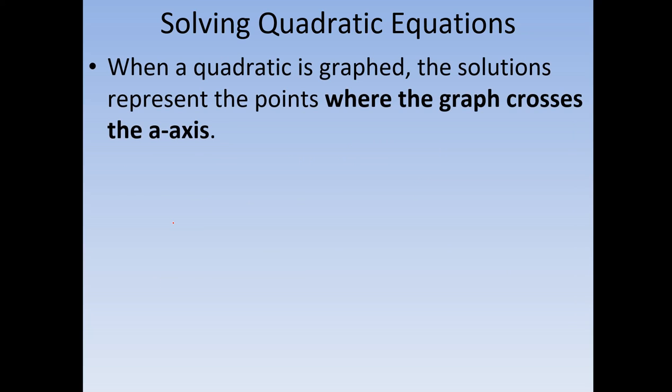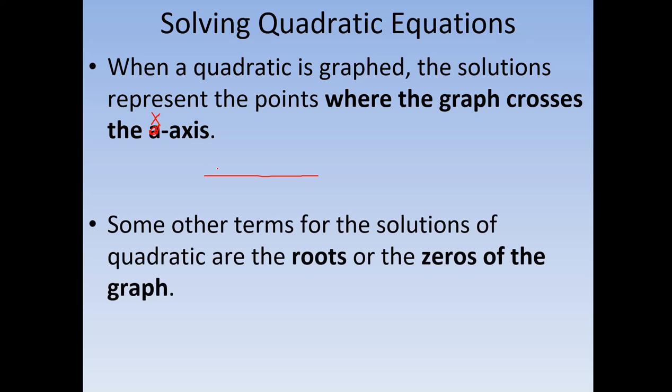Now, if you recall, I briefly mentioned that when we graph a quadratic, the solutions that we're talking about are actually representing the points where the graph crosses the x-axis. So wherever the graph crosses the x-axis, that horizontal line, the one that goes left and right, that is going to be the solutions that we've talked about. Now, some other terms that you might hear for these solutions are sometimes called the roots or the zeros of the graph.